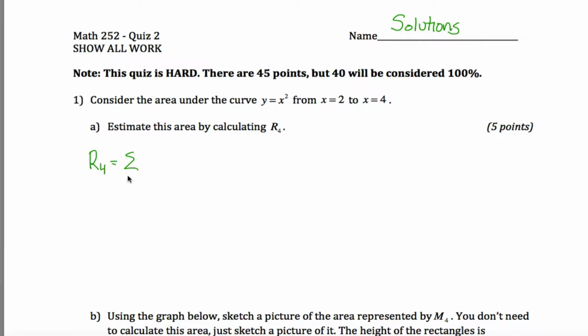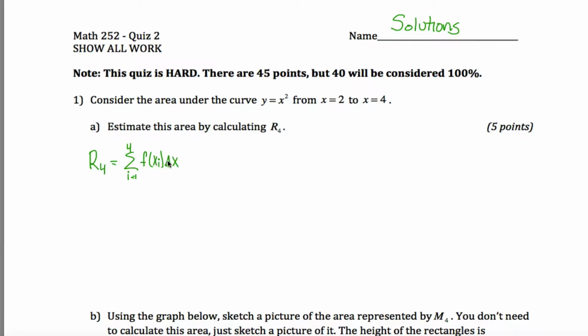R4 is the sum from i equals 1 up to 4 of our function x squared, but it's actually xi that's being squared because this thing is going to change in each copy of this sum, times the length. Maybe I should put f of xi. Let's do that in the next step. I'll change it to xi squared, f of xi times delta x.